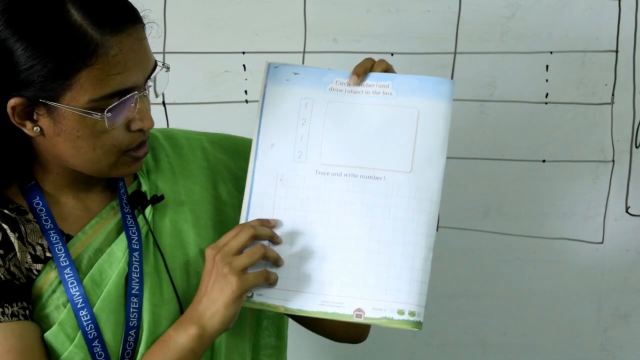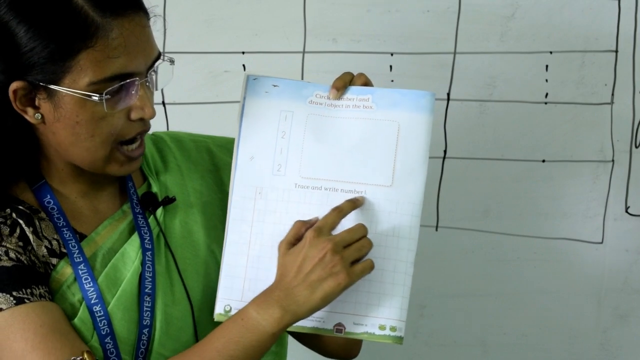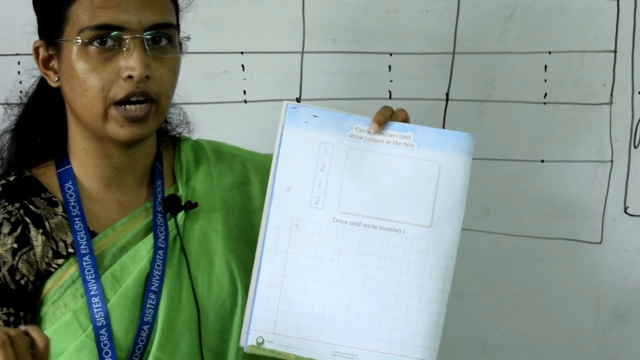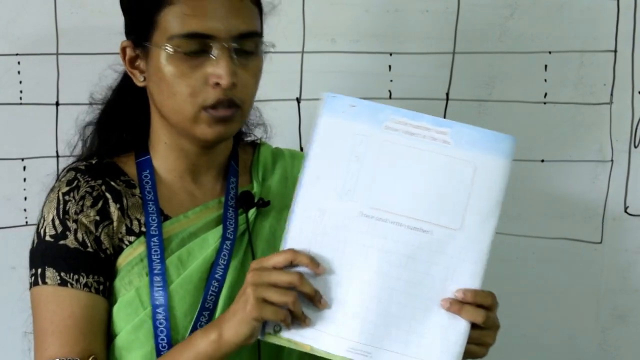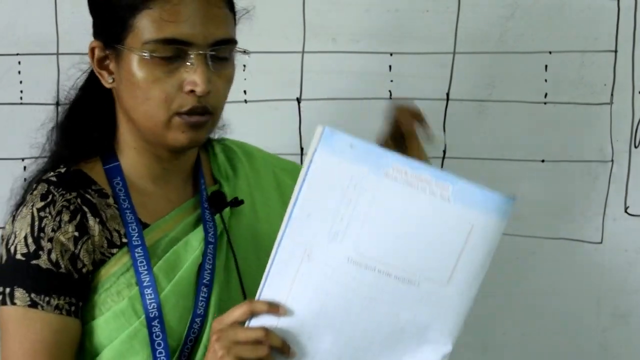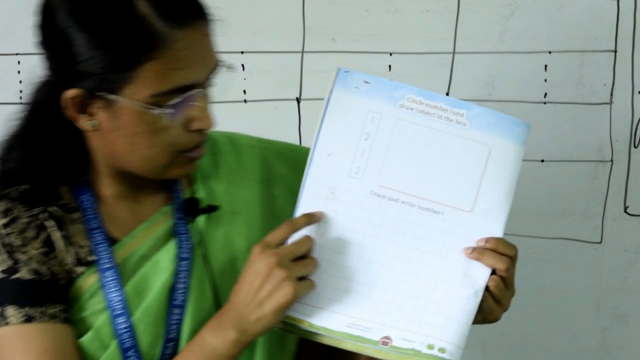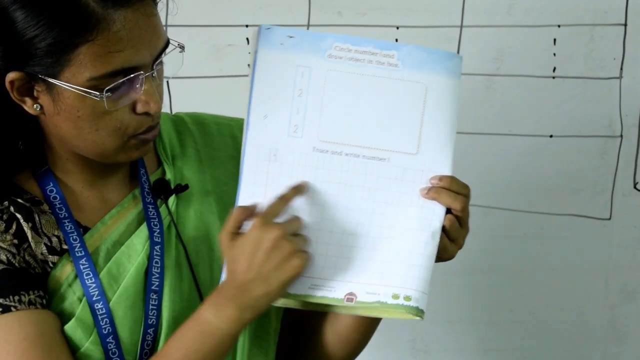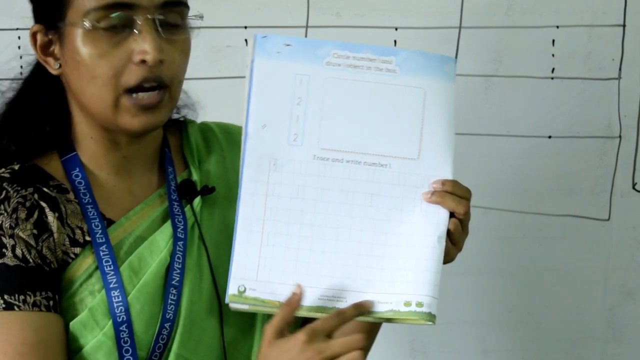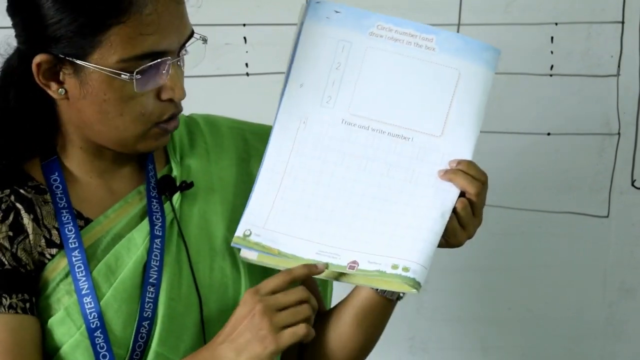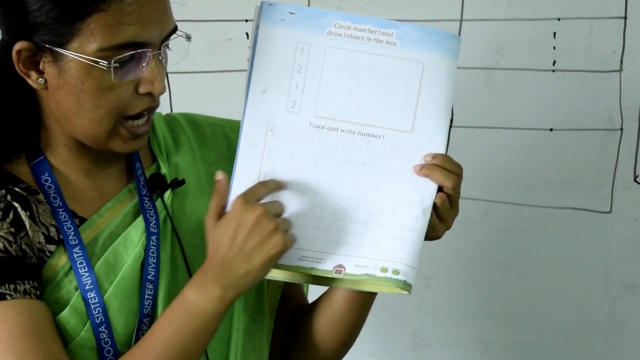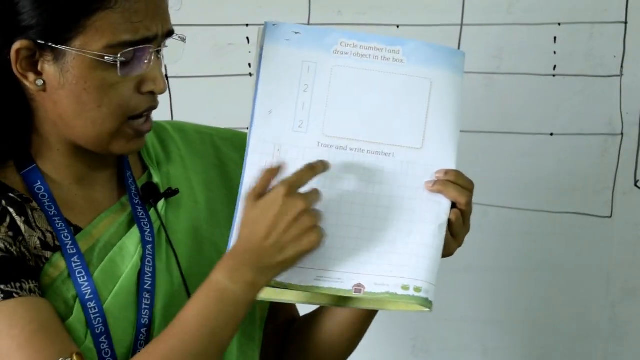After doing this, what you have to do, trace and write number 1. We have already done in our previous classes how you will write number 1. I have shown you. Now again I will show you on the board. Okay. Now what is written here? Number 1. So first you have to trace the number 1. Then you have to write it by yourself. Okay. Leave one box and write the number 1.